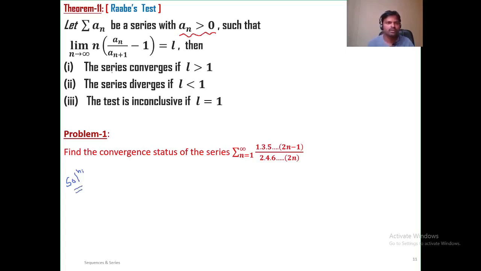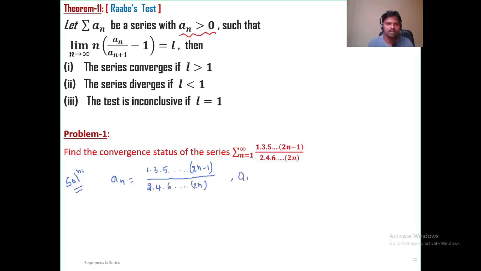So here I want an and an plus 1. For that, first write what is an. An is the nth term of the series 1 into 3 into 5 into up to so on 2n minus 1. Here there is no need to worry because the nth term is already given. In some problems, if the nth term is not given, we have to construct the formula. The denominator is 2 into 4 into 6 up to so on 2 into n. And this is an.